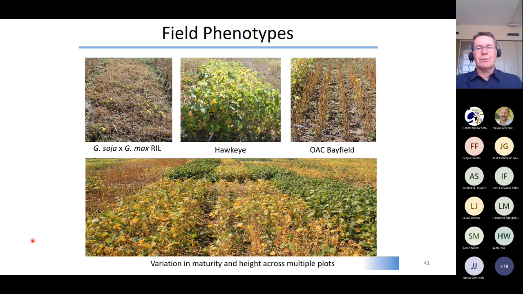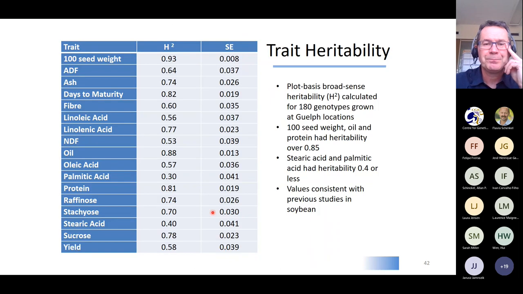This just illustrates the amount of diversity we had in the panel, from interspecific crosses between the progenitor Glycine soja and Glycine max. You can see it growing as a carpet. It's more like a weedy plant, very difficult to grow and harvest, but it carries some important traits coming from a wild progenitor. Hawkeye is a later variety from the US that had a hard time maturing, and the OAC Bayfield that I mentioned multiple times is shown here, looking very good. And the last bottom picture is showing you the diversity in maturity date.